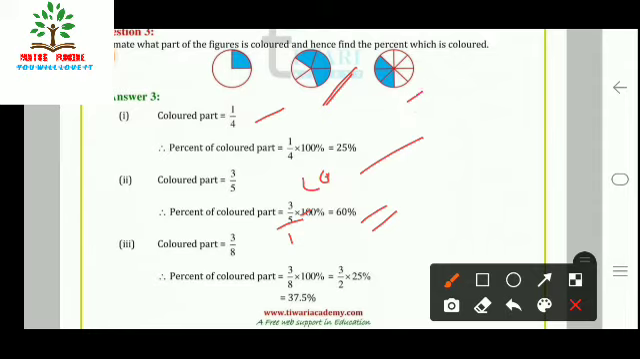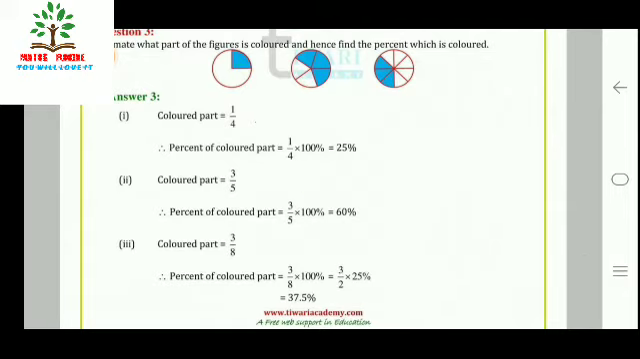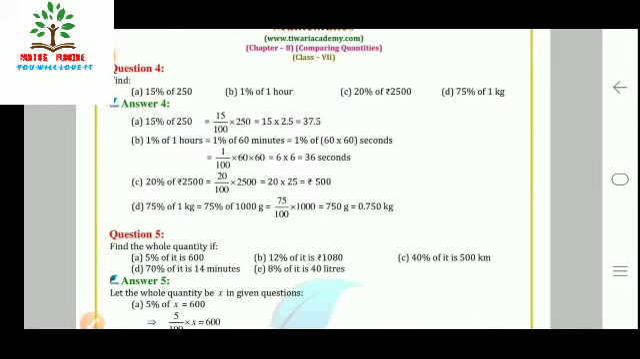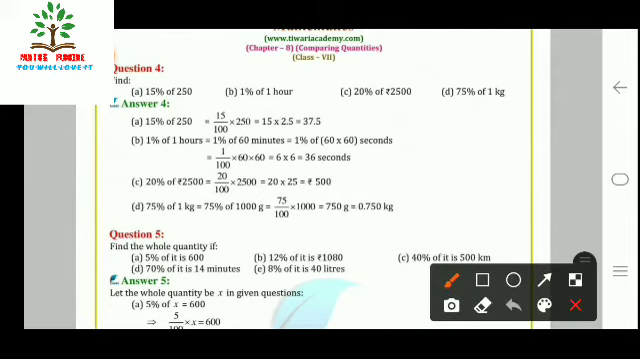Then the colored part in the third figure is 3 out of 8. Total are 8 parts. So this is 3/8 into 100%, that is equal to 3/2 into 25%, which is equal to 37.5%. Now moving towards the next question, question number 4. In question number 4, we have to find 15% of 250.